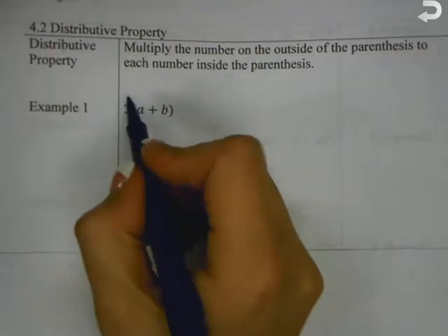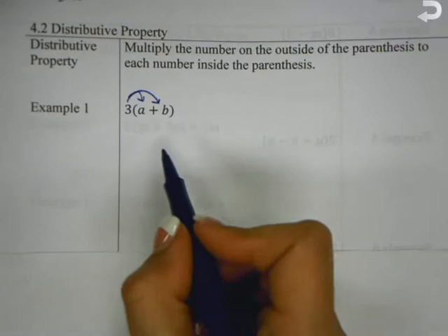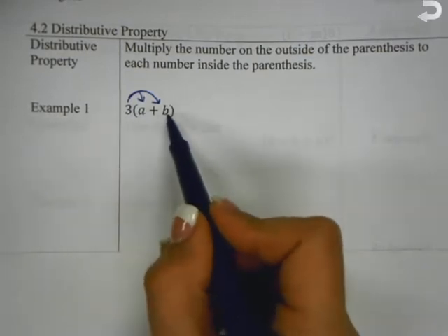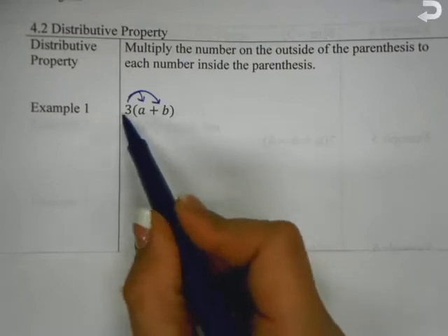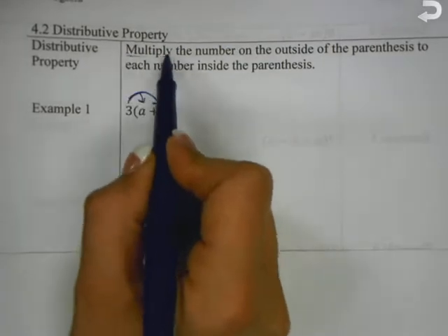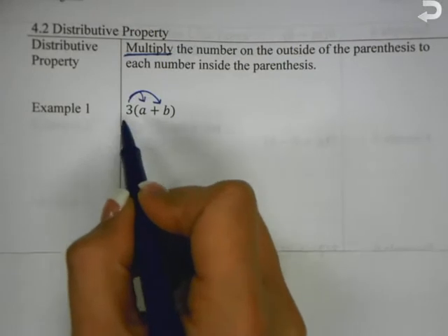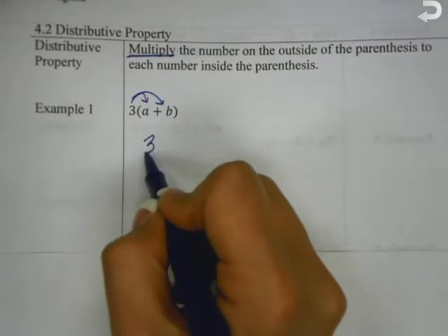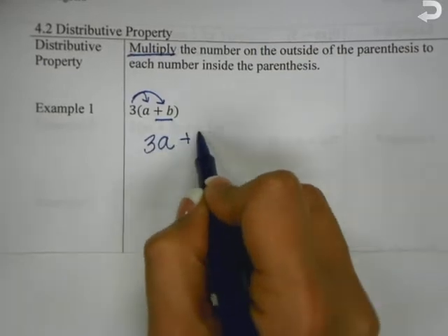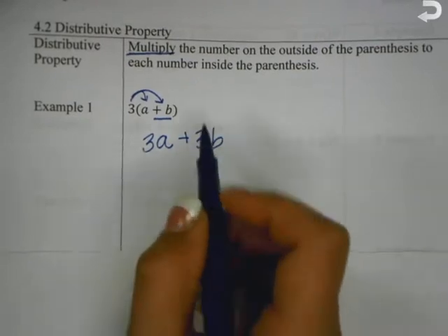We distribute that 3 and I draw arrows. So I want you to draw arrows so that you remember to give it to everybody. And that 3 is given to every single thing inside the parentheses. Okay, and we are doing what operation here? Multiplication, right? That 3, the parentheses means it's being multiplied. So what is 3 times a? 3a. 3 times positive b, what does that give me? Positive 3b. Are these guys like terms? No, so this is my answer.